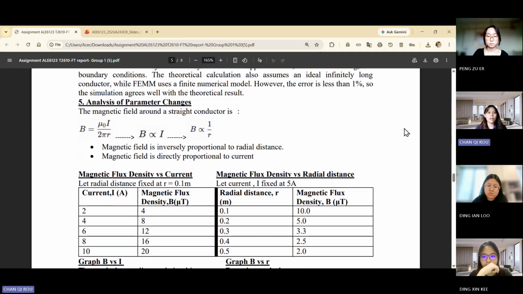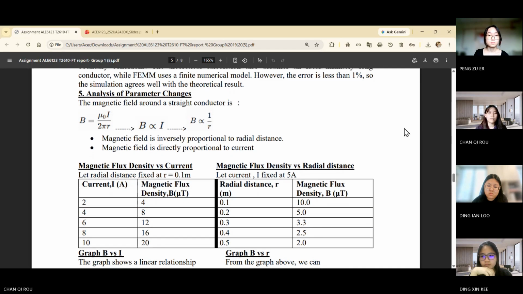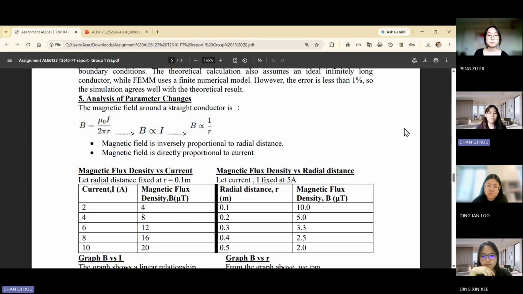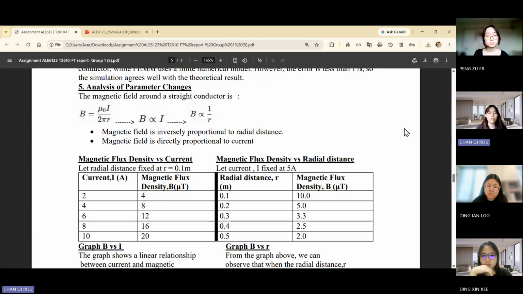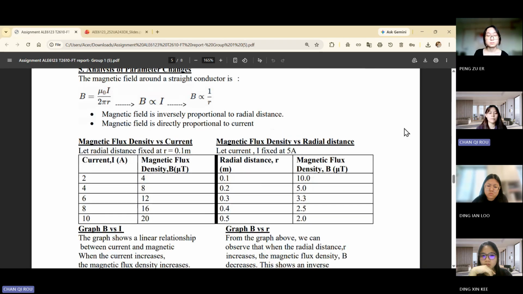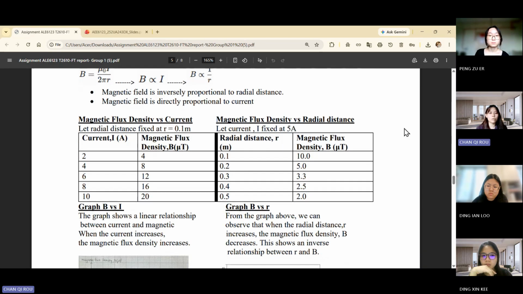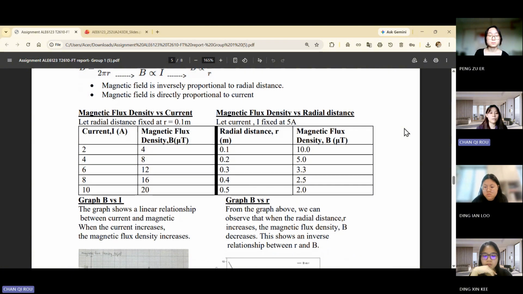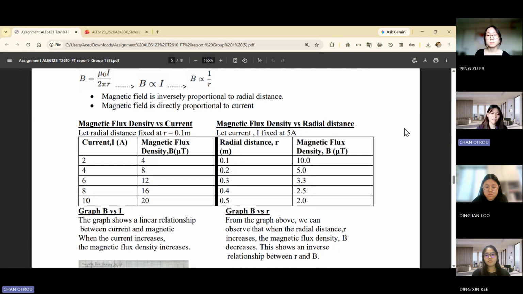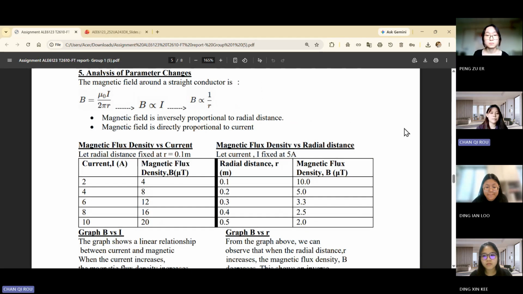And this is the analysis of parameter change, in which the magnetic field is inversely proportional to the radial distance. The magnetic field is also directly proportional to the current. Now I will continue to talk about the magnetic flux density versus the current.